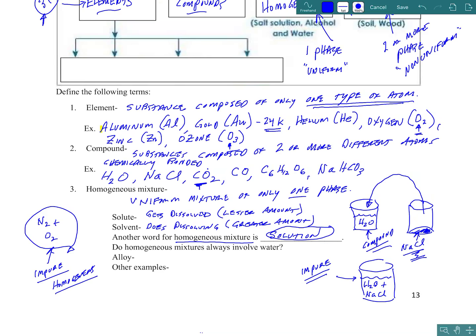Because it's uniform throughout. There's only one phase. There's that gas phase. I don't have layers of nitrogen and oxygen in that balloon. It's completely mixed together uniformly. So solutions don't always have to involve water. Here, let me give you another one.